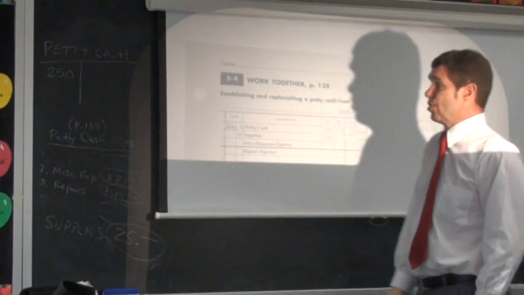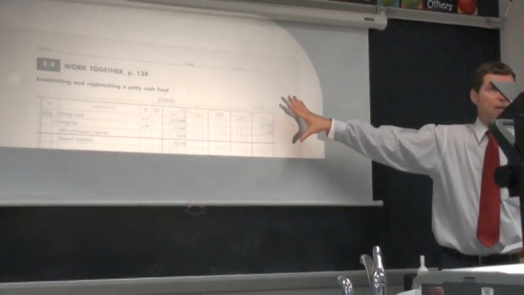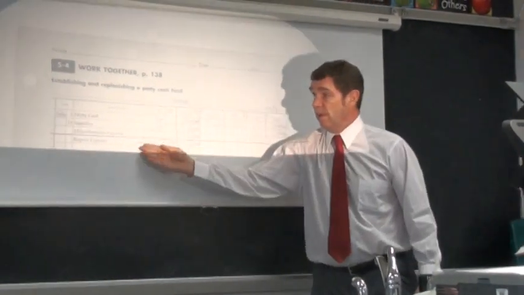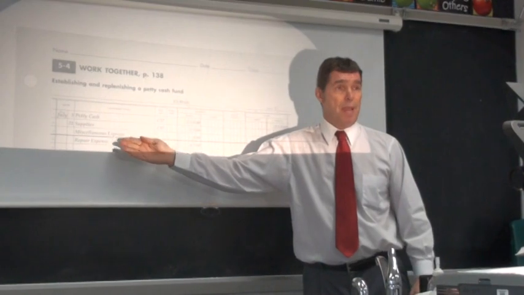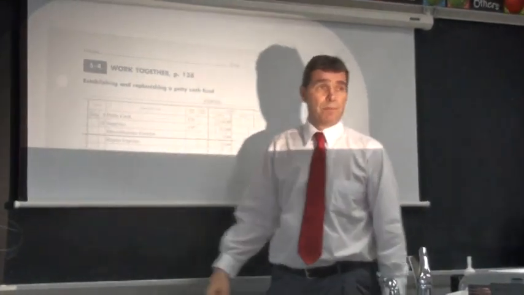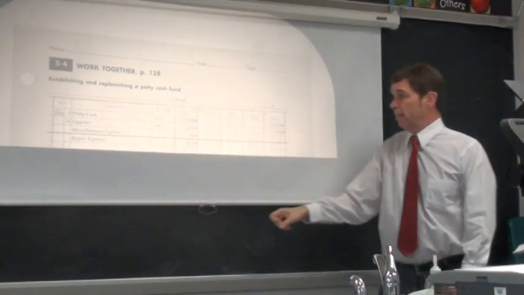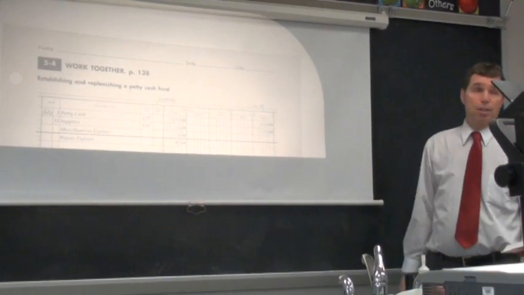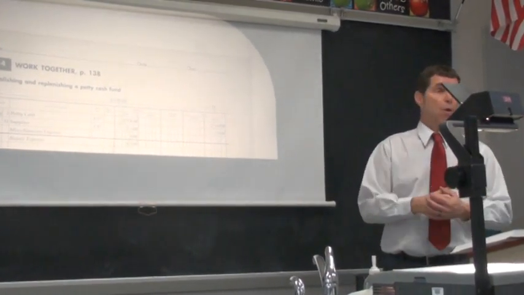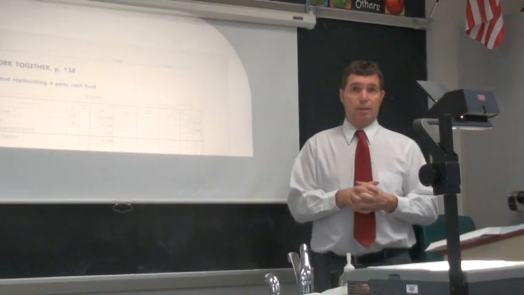Every time you replenish the petty cash fund, it'll look like it looks here in the 5-4 work together problem. You'll have a series of items that you paid petty cash for as evidenced by petty cash slips, and you'll write a check. You'll write a check to cash to account for it. And then you'll put the money back in the fund, and it'll be right back where it was when you established it. Got it.